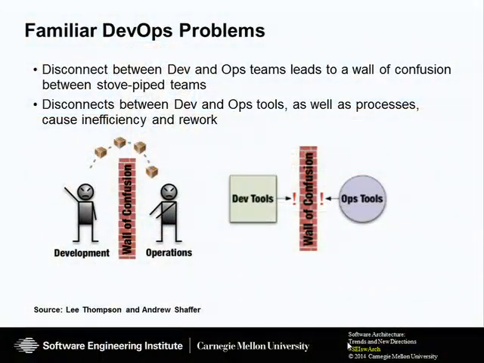Here are some familiar DevOps problems that people may have seen before. Disconnects between the development and operations teams lead to a wall of confusion between stovepipe teams, so the scenario where you're throwing the release over the wall, or disconnects between development and operations tools and processes that can cause inefficiency and rework as well. For example, you may find situations where people are creating very similar tools on both sides of that fence and not communicating and sharing information across.